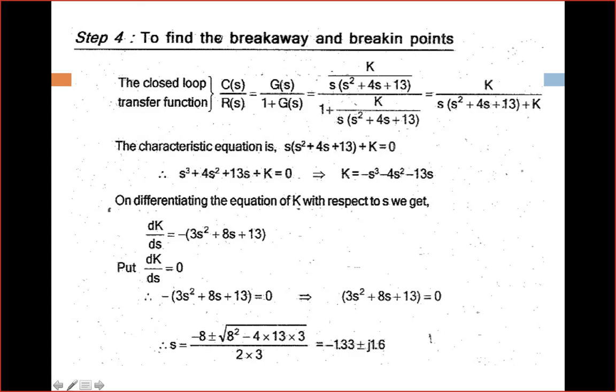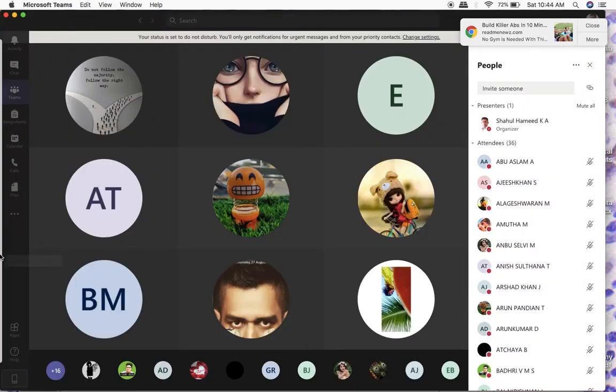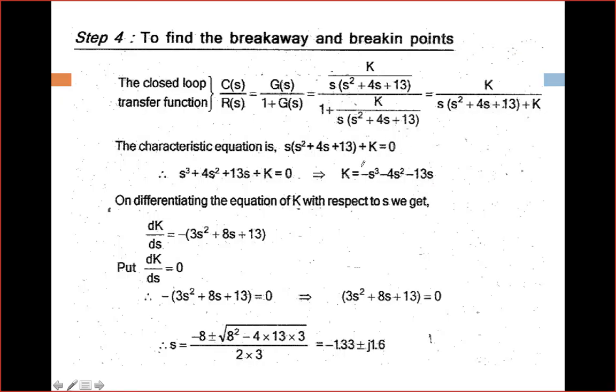First, we have to find out the closed loop transfer function. Here, what they have given us is the open loop transfer function. So the first step is to find the closed loop transfer function. Closed loop transfer function is C(s)/R(s) = G(s)/(1 + G(s)). Substitute the value of G(s) here. After substituting, you will get K by s(s square plus 4s plus 13) plus K. This is the closed loop transfer function of the given open loop transfer function.